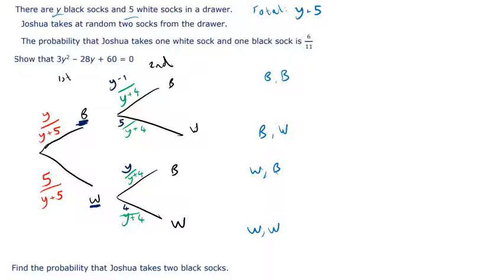Whew. Okay, so then we are told the probability he takes 1 white and 1 black is 6/11. So there's two different ways, aren't there, that he can take out a white and a black sock. He can either take out white then black, or he can take out black then white. So let's work these out then. So black then white, we would work out by doing y over y plus 5 times 5 over y plus 4.